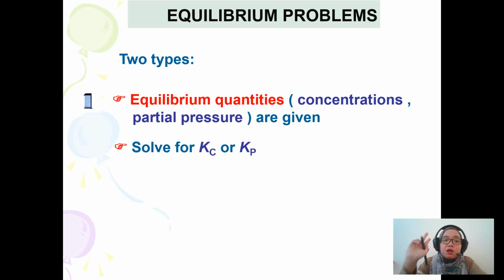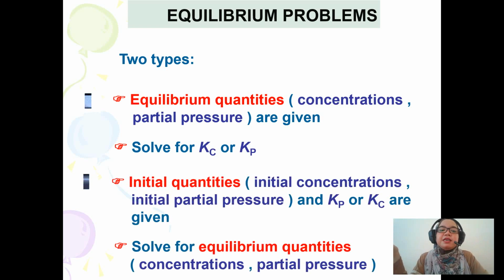The first one is when we are given the equilibrium quantities. For example, we are given the values for concentration and partial pressure at equilibrium for us to find the Kc or Kp, just like what we did in part 1. However, the second type of problem for this part is when we are only given the initial quantities. For example, we are given the initial concentration and initial partial pressure as well as the Kp and Kc. However, we need to find the concentration and partial pressure at equilibrium.